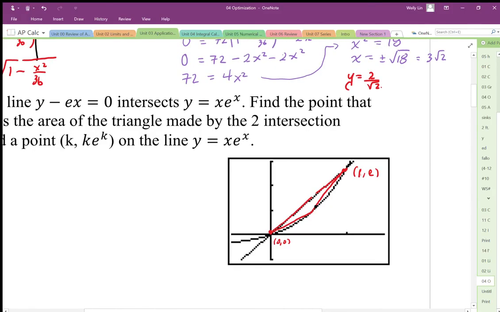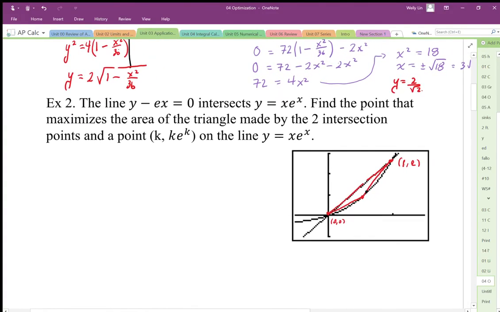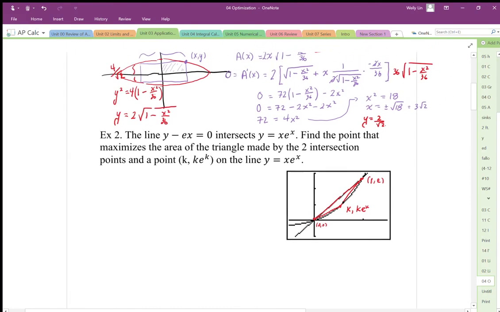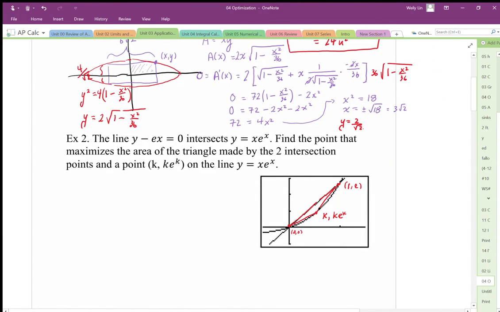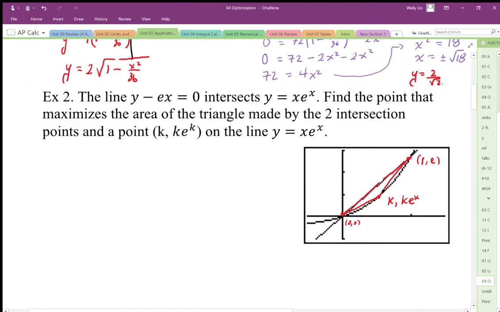And then this coordinate here that we're going to use is some point along the line. Okay, and so that's going to be our k point. So it's going to be k, comma, k e to the k, since we're using the coordinate along that curve, y equals x e to the x. Okay, so there's the setup of my problem. We have to make sure we are able to set it up.